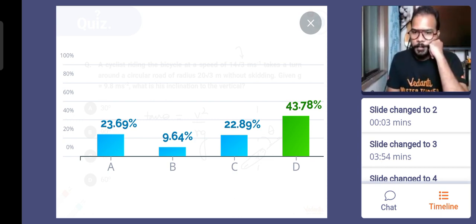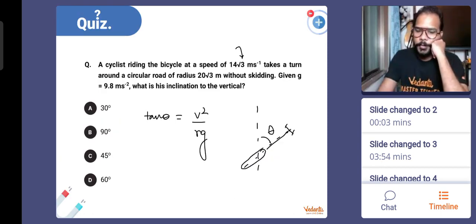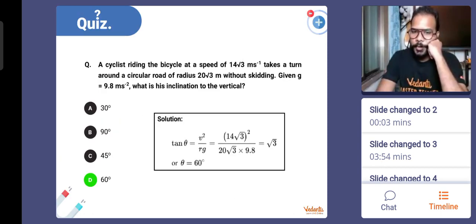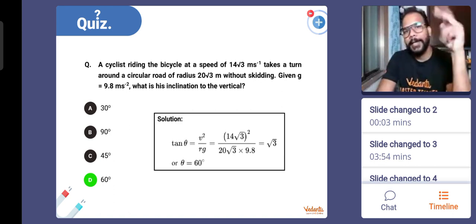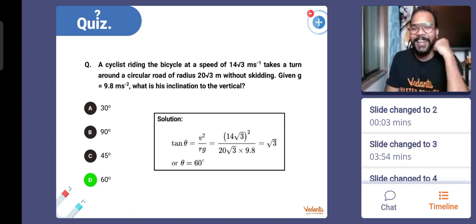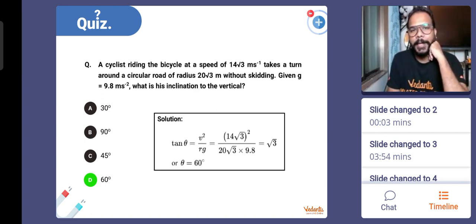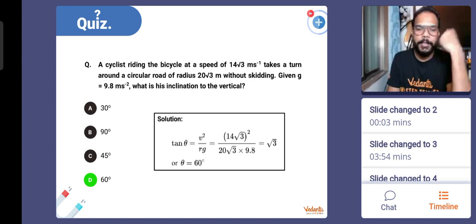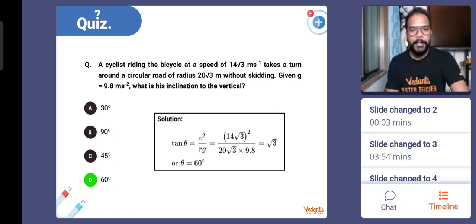Okay, so the formula was already there. It was only about the calculations, so you were supposed to do those calculations correctly. So v square by rg, v is 14 root 3. If you square that value, 196 will come, and 196 is divisible by 9.8. Is it directly divisible? Yes, it is. It's just double of 98. So only that root 3 will be left. 14 square is 196, 196 is divisible by 9.8, 20 times 20 cancels, and you have 3 by root 3. I could not have actually given you 90 seconds, but some people might have found it a little challenging calculation wise.